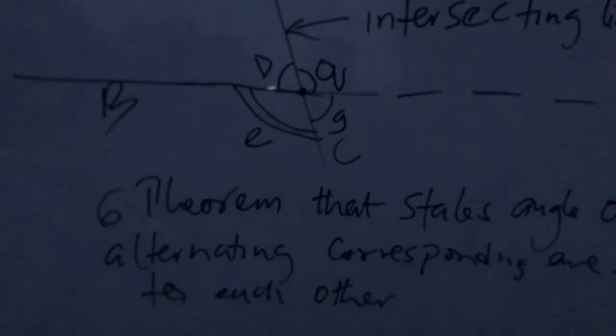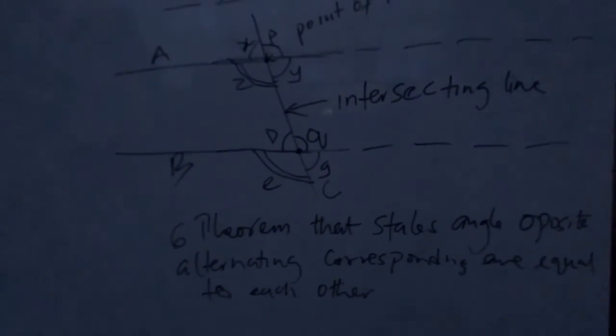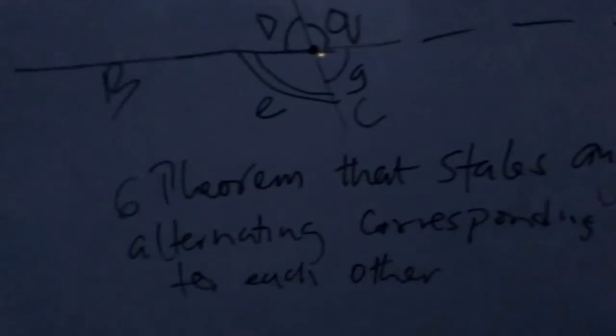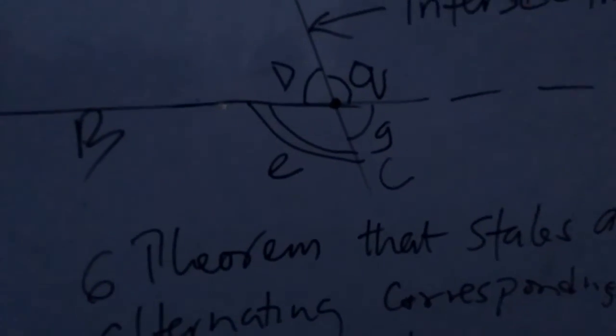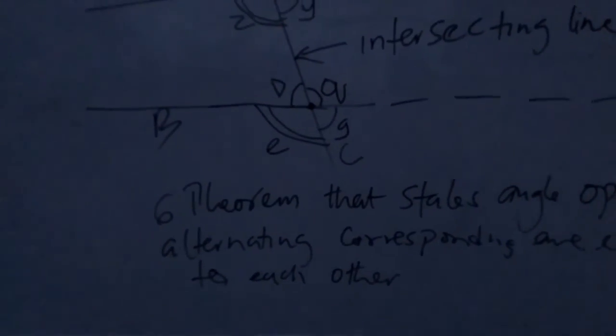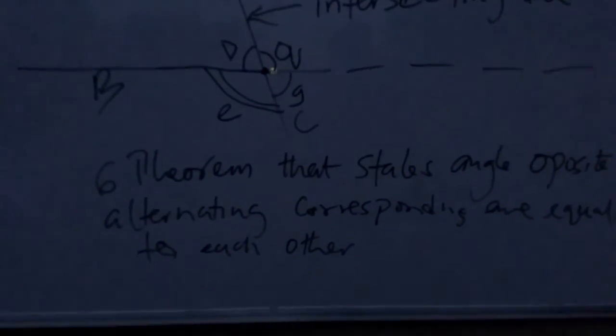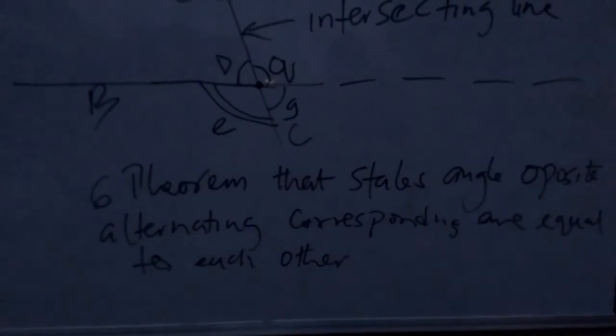We will now identify the opposite angle, the corresponding angle, and the alternate angle. So like this theorem stated, when two angles are corresponding, they are equal to each other. When two angles are opposite, they are equal to each other. When two angles are alternating, they are equal to each other. It means two alternate angles are equal, two opposite angles are equal, and two corresponding angles are equal.